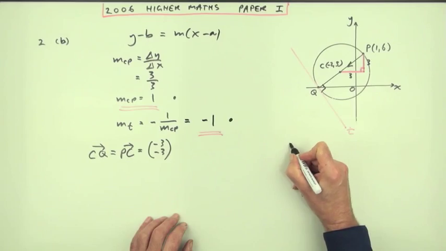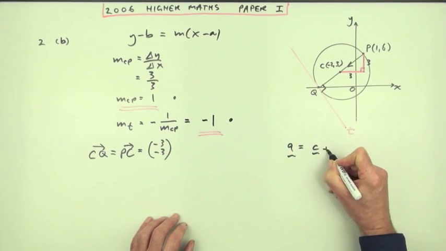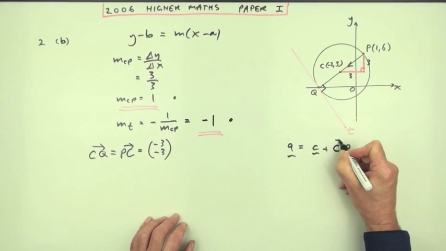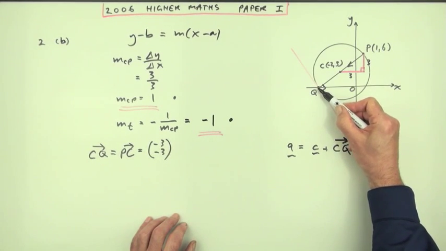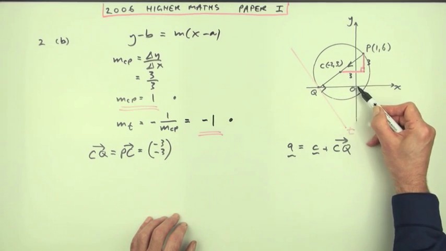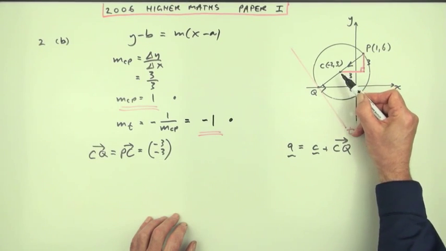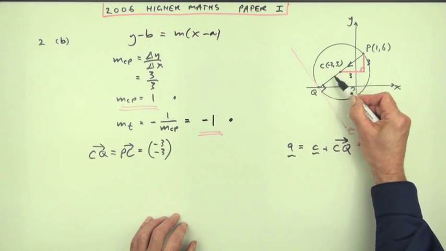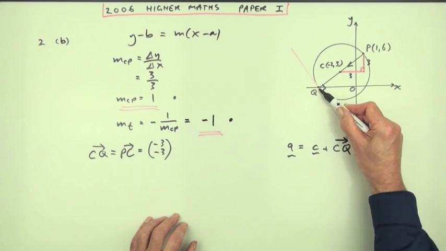I could say that to get to the point Q, I would start at the point C and follow the path CQ. To get to the point Q, I don't know where it is, so I'll start at the origin and go to a point I do know. I do know how to get to C. I know that route, and I know how to get from C to Q. I know that route. So following these 2 routes will take me straight to Q.